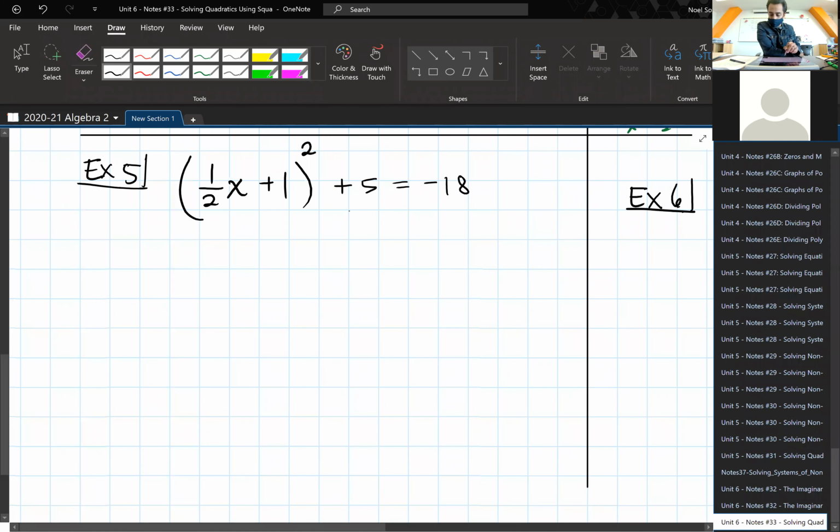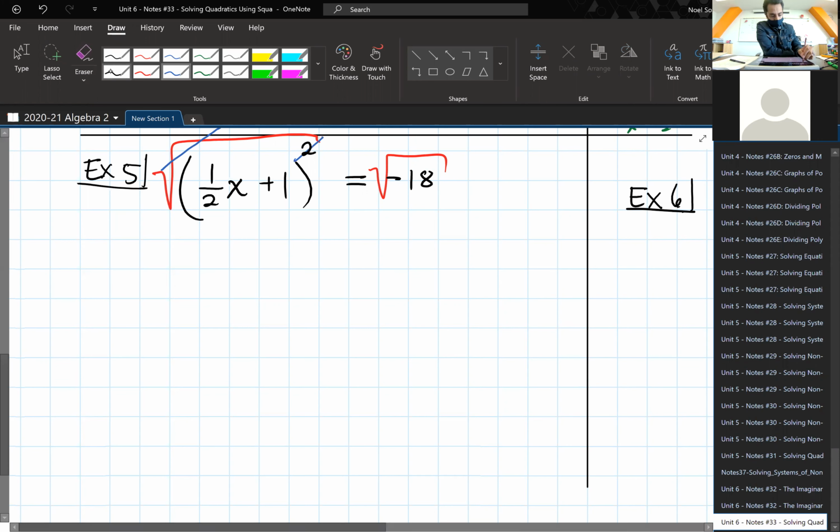Now this problem is not ready to be square rooted. The simple fact that it has a constant means that we would have to first move the constant and then it would be ready for square rooting. You guys see the subtle difference? Yeah. But in this case, because that's not there, and the original problem is just equal to negative 18, then we can just jump right into the square roots. So we apply the square root to both sides.